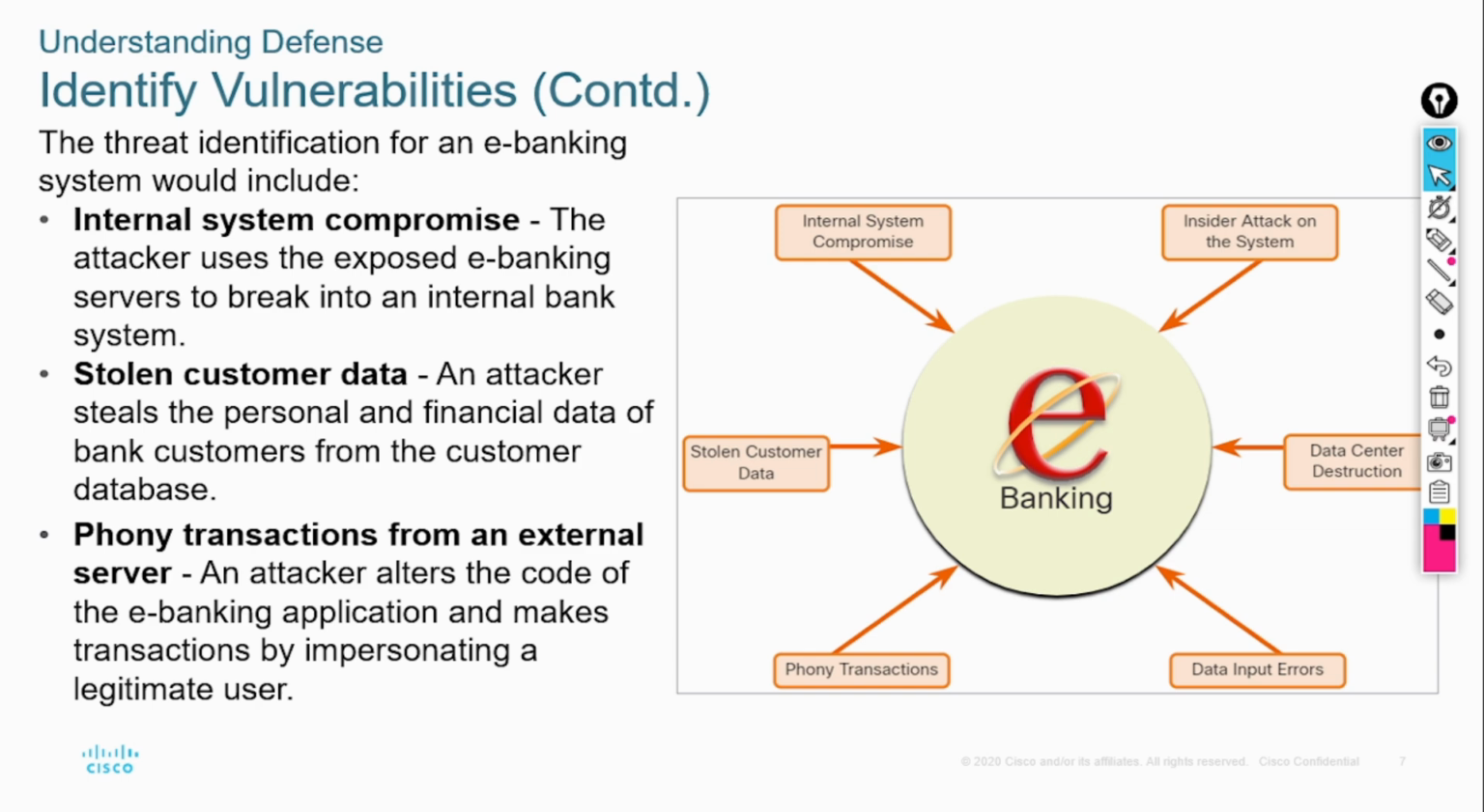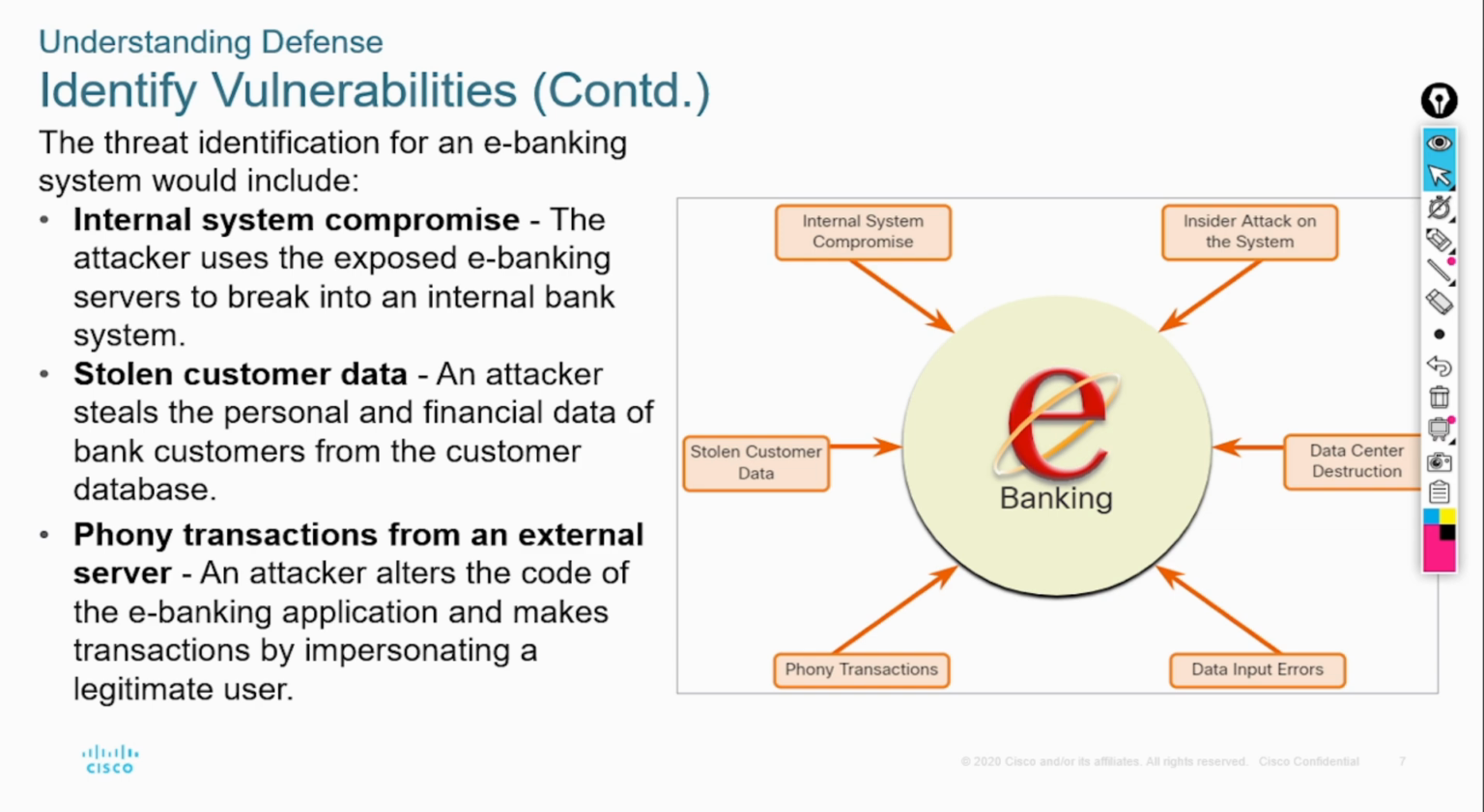So we want to do the threat identification for an e-banking system, and so we'll break it down into bits. We first of all will look at the internal system compromise. We know that the attacker uses the exposed e-banking servers to break into the internal bank system.